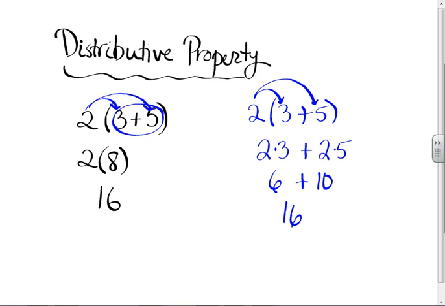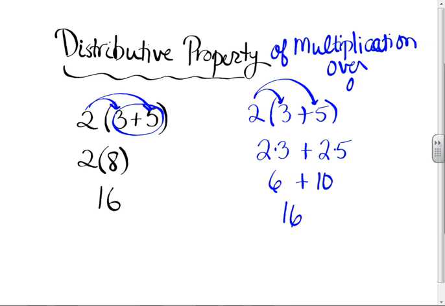And I really don't have this up here right. It's distributive property of multiplication over addition. And it's not correct without that, because you think that everything distributes, and that's not true.